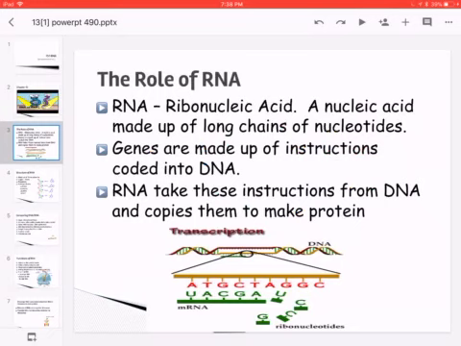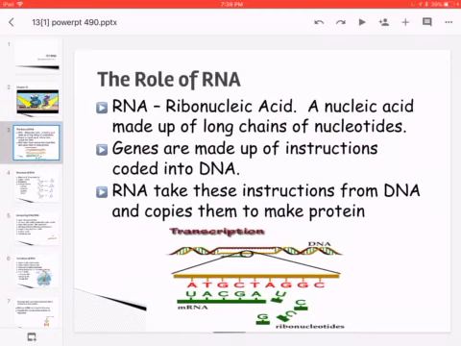The role of RNA. RNA is referred to as ribonucleic acid. Ribonucleic acid is similar to DNA, and it's made up of 3 subunits: a sugar, a phosphate, and a nitrogen base.